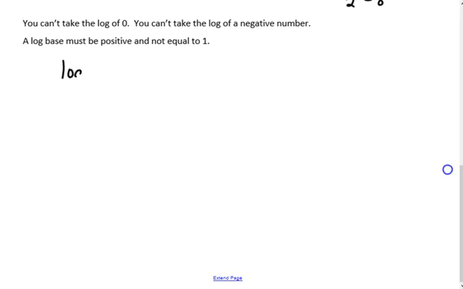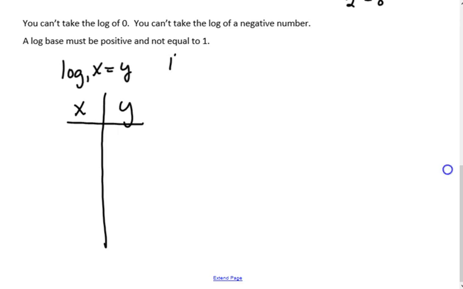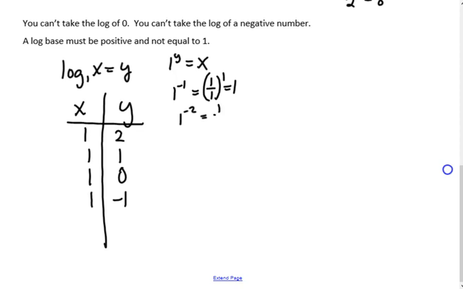So let's say we have log base 1 of x equals y. And let's make some table of values here. And we remember that log base 1 of x equals y means 1 to the y equals x. So I'm actually going to pick values for y and find x. So let's make y 2. 1 squared is still 1. Let's make y 1. 1 to the first is 1. Let's make y 0. 1 to the 0 is 1. Let's make y negative 1. Well, 1 to the negative 1 is the same as 1 over 1 to the positive 1, and it is still 1. 1 to the negative 2 is 1 over 1 squared, which is still 1. So basically, no matter what I put in for y, I get 1 for x.